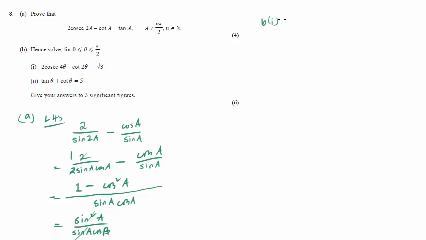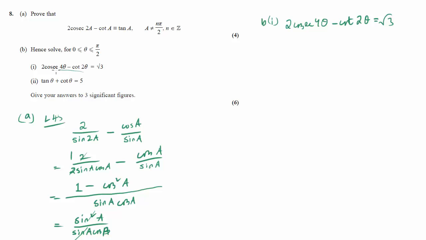Now in question number B, we have to solve this equation from 0 to pi by 2, that's in radians. So we have to solve 2 cosec 4 theta minus cot 2 theta equals square root of 3. Now take a look, they have written 'hence'. That means we have to use the identity given in the previous sum. So if you take a look, 2 cosec 2A is cosec 4 theta, minus cot A is minus cot 2 theta. That means A must be equal to 2 theta, so 2A means 2 into 2 theta, which is 4 theta.